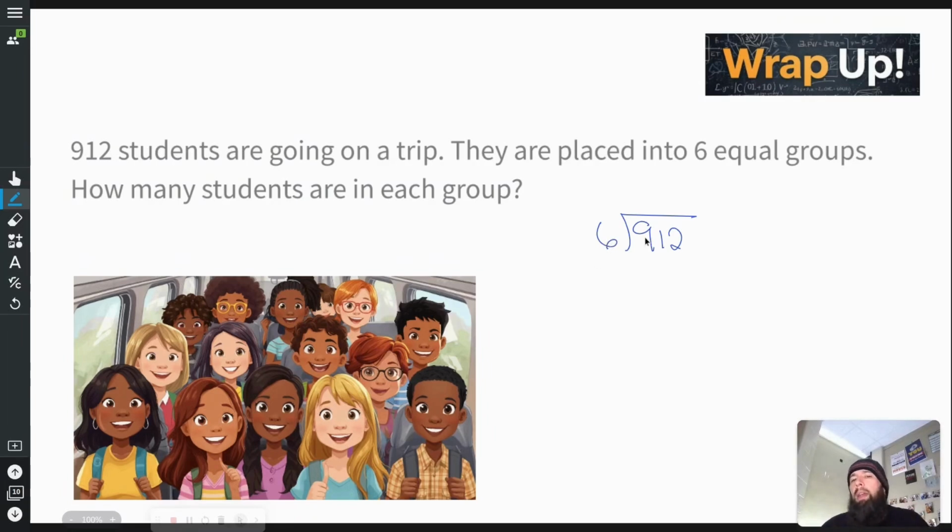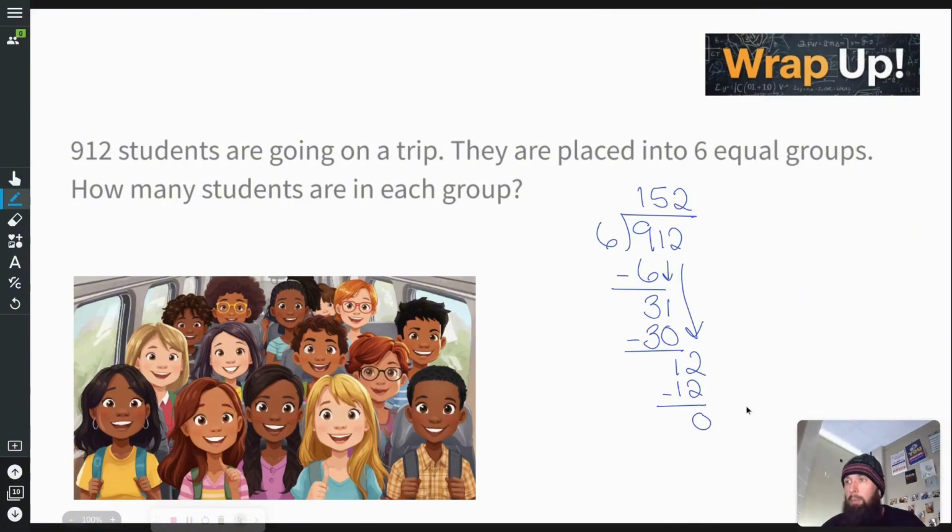6 times what is 9? Well, 6 times 1 is 6. So we'll draw the 6 underneath and subtract. 9 minus 6 is 3. Drop down the 1. 6 times what is 31? Well, 6 times 5 is 30. Subtract. You get 1. Bring down the 2. 6 times what is 12? 2. So 6 times 2 is 12.